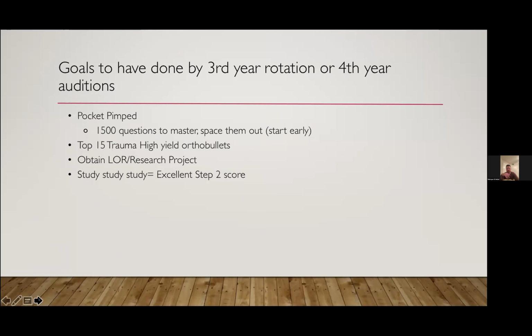If you go onto Ortho Bullets, there's a topic section on the left, and when you click trauma, there's a drop down tab that you can click, and it's high yield. Essentially, that's the most frequently asked questions. So I went through the 15 highest ones to get familiarized with those before I started my auditions.